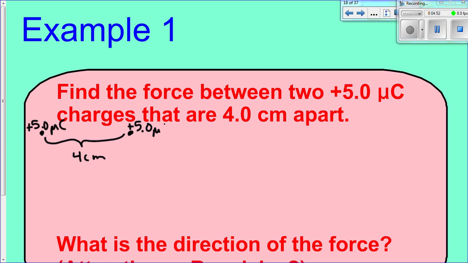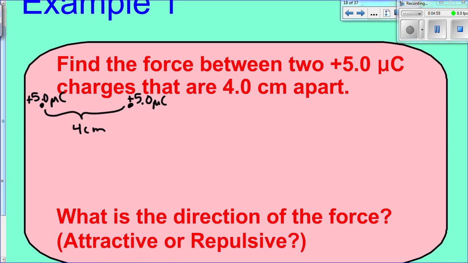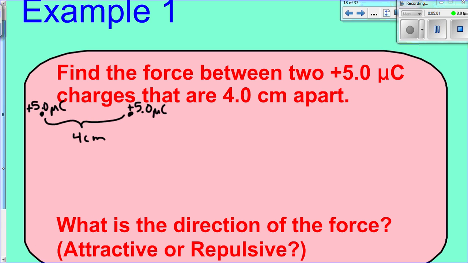So it wants to first of all know what is the force, and then later on at the very end, it asks us what is the direction of the force, meaning is it attractive or is it repulsive?